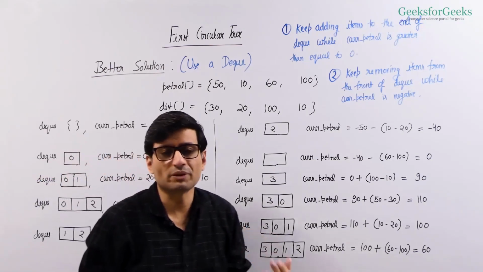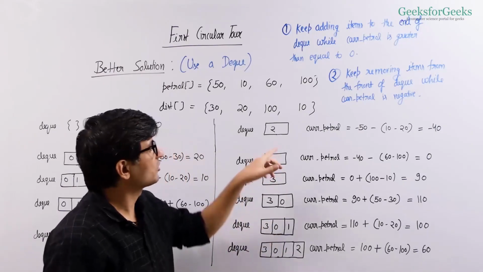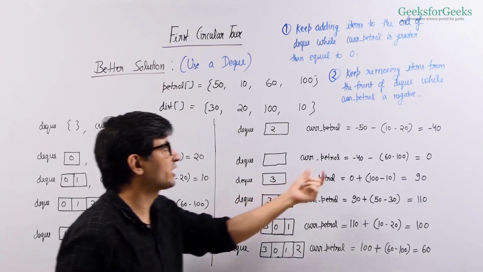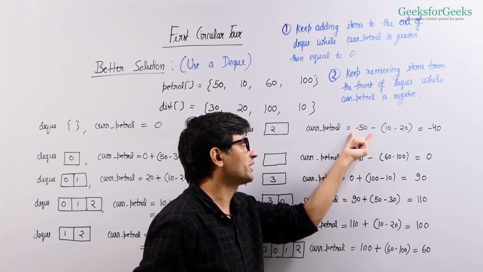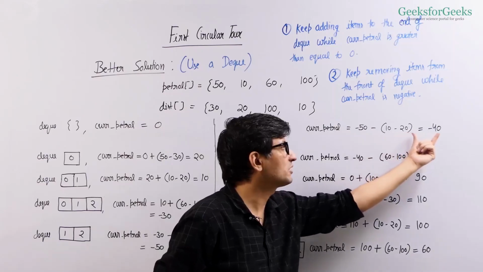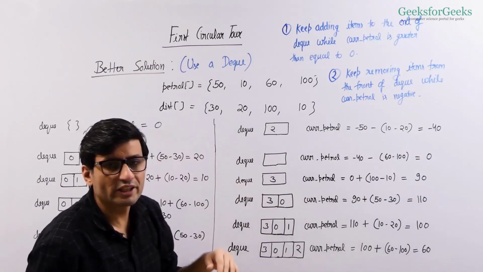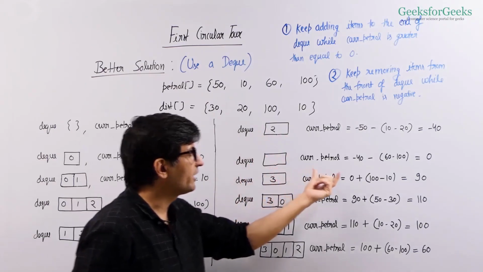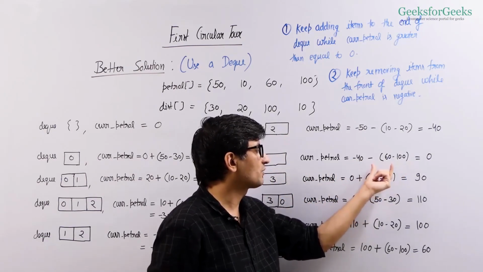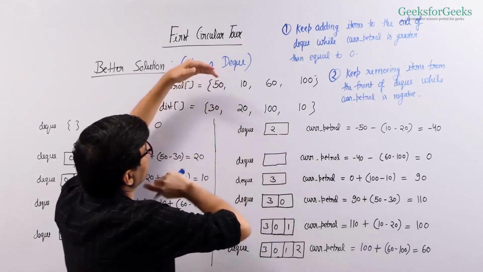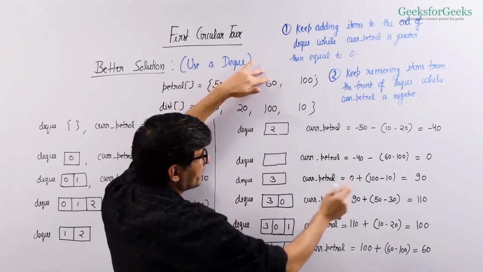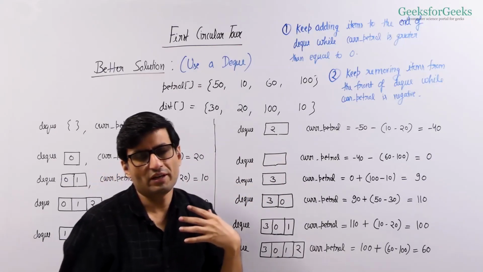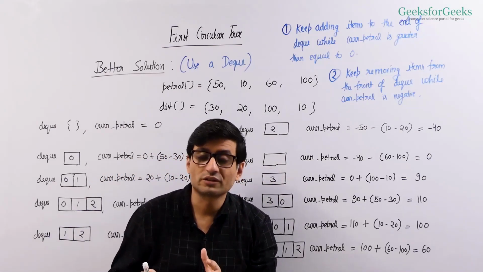So we remove the next petrol pump from the beginning of the DQ. The beginning of the DQ is 1. So we remove this petrol pump and we get the current petrol as minus 50, minus 10, minus 20, which is minus 40. It is still negative, so we remove this petrol pump also, and we update the current petrol as minus 40 and the corresponding values to this, 60 minus 100. So now our current petrol becomes 0, right? So we have a non-negative value.